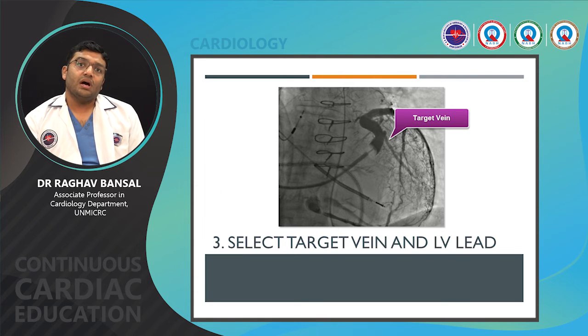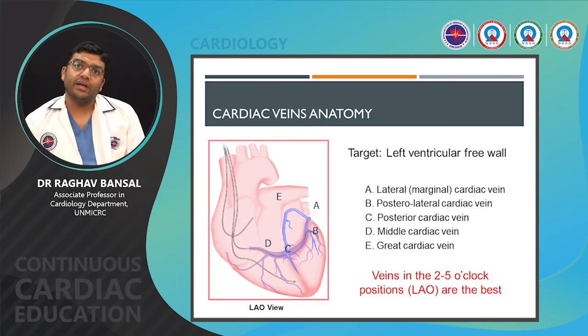Going to the next step, how to select the target vein and the LV lead. So you have to look at the target left ventricular free wall. So we want to go to the lateral basal free wall. So veins in the 2 to 5 o'clock positions in the LO view are the best veins. The lateral cardiac vein, the posterolateral cardiac vein and the posterior cardiac vein is also okay. These are the best veins.